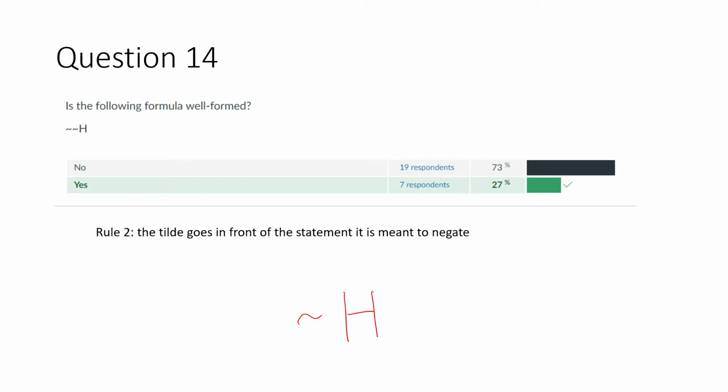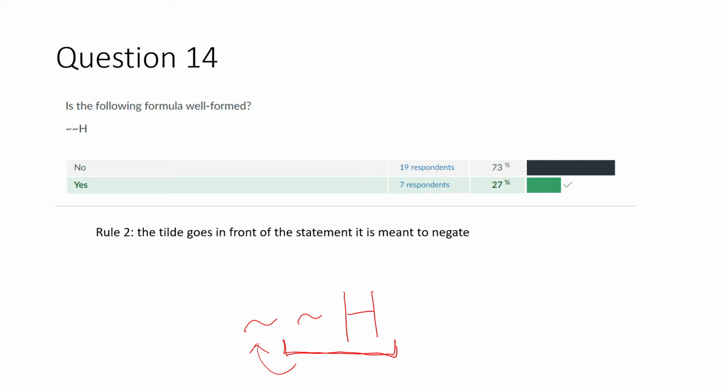So what's happening here, though? We've got two tildes in the formula that you're being asked about in question 14. Well, it's actually not a problem. Here is a statement in the propositional logic. How do we know that? Because we just checked it out, and it is correctly formed according to the rules of formation. And we want to negate it. How do we do that? We just apply rule number 2 again, and we stick a tilde in front of that statement. Notice that the scope of this outer tilde, this first tilde, is the whole sentence here, tilde H.